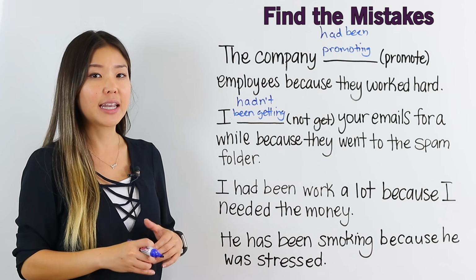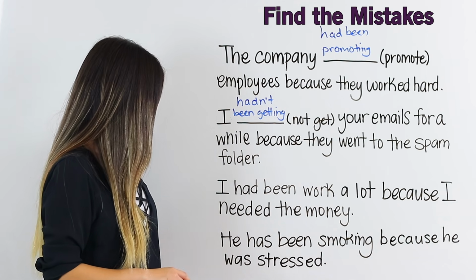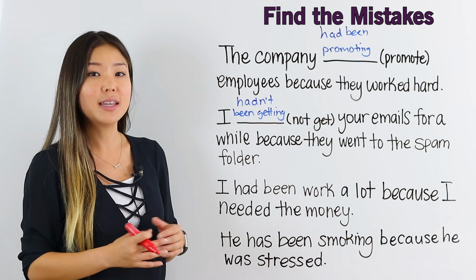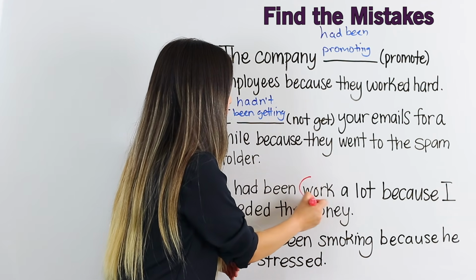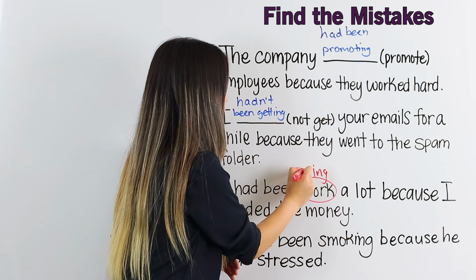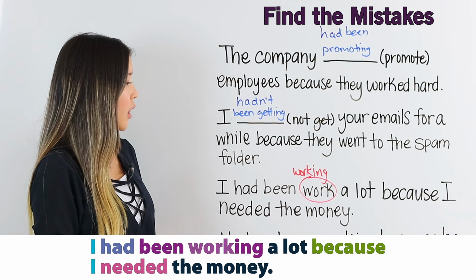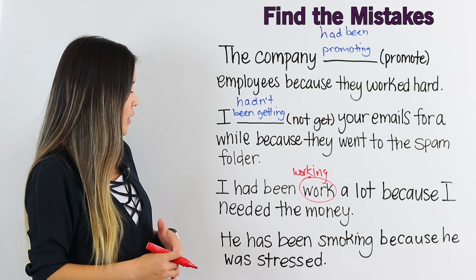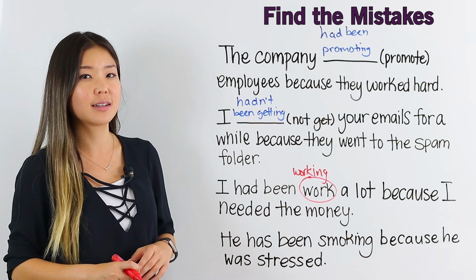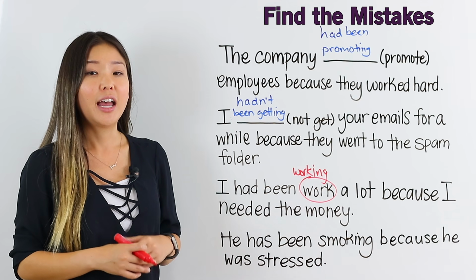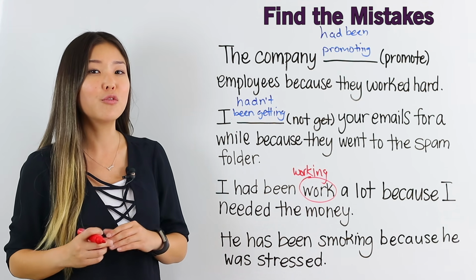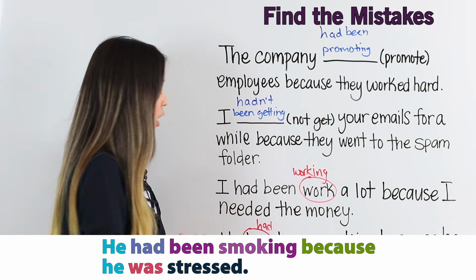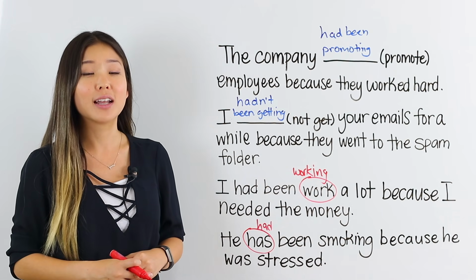Now, look for the mistake in the next sentence. "I had been work a lot because I needed the money." What's the mistake? Remember, we need to add ing to the verb. I had been working a lot because I needed the money. The last sentence says, "He has been smoking because he was stressed." Can you find the mistake? Remember, we're practicing the past perfect continuous. In this case, we need had after the subject, not has. Great job, everyone. Let's move on.